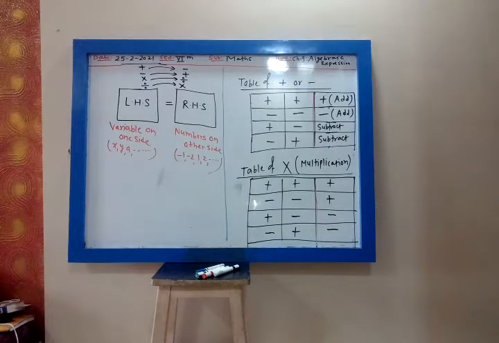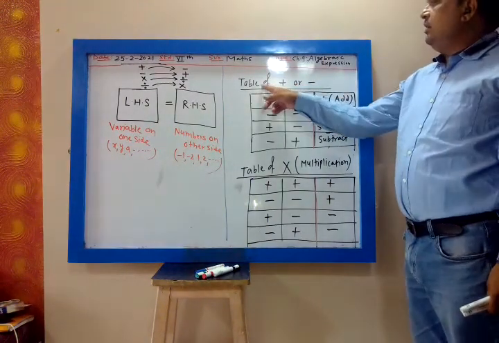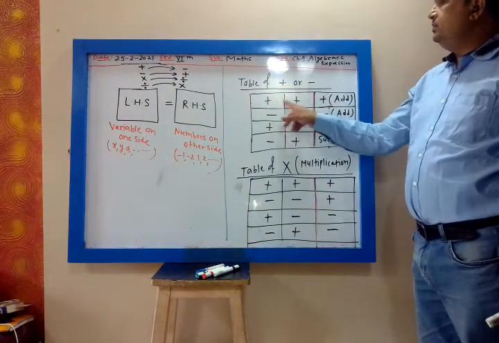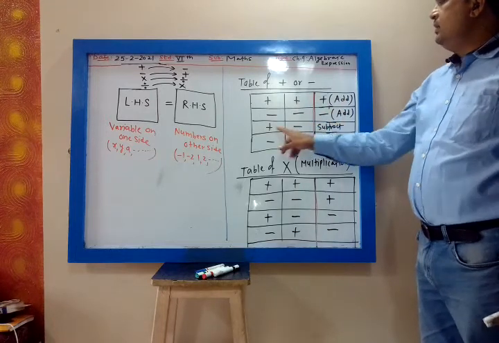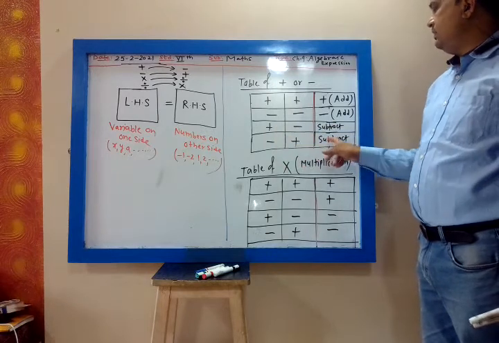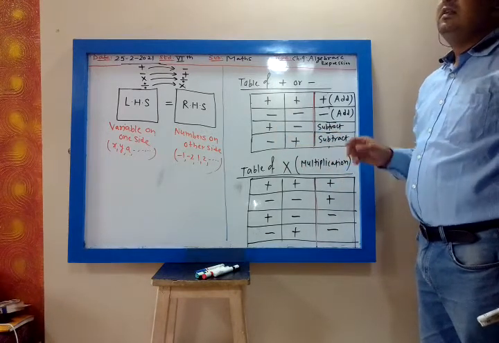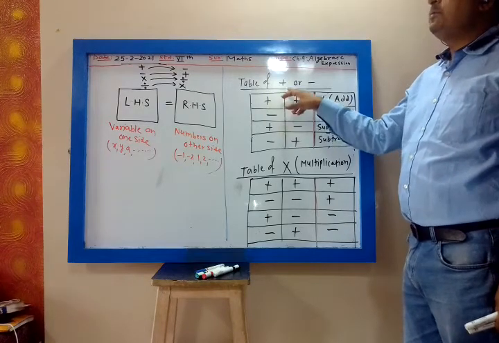Now let us solve the problem based on this. See here. Whenever this is table of addition or subtraction: plus, add the number. Minus, add the number. Plus, minus, subtract and take the sign of bigger number. Minus, plus, subtract, take the sign of bigger number. So whenever, what is the motto of this?